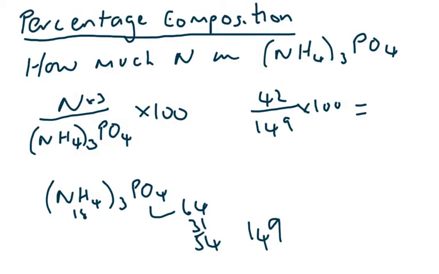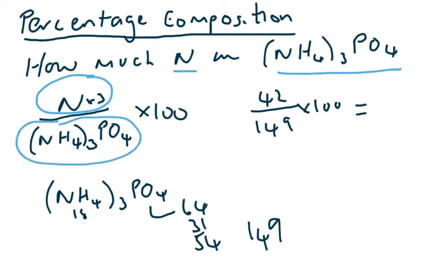A question often asked is a percentage composition question, i.e. how much nitrogen is present in ammonium phosphate. This is a simple calculation. The mass of nitrogen in the compound is divided by the mass of the entire compound and multiplied by 100%. In the example given, the mass of nitrogen is 3 nitrogen atoms, 42, divided by the total mass of ammonium phosphate, 149, times by 100 equals X.